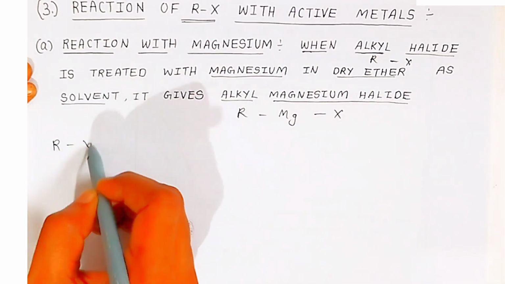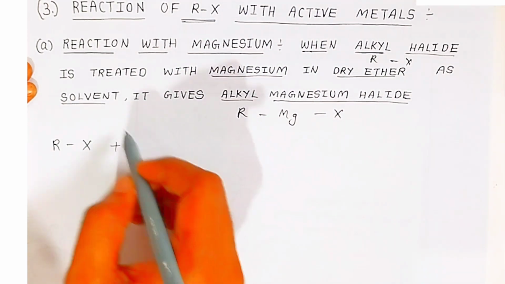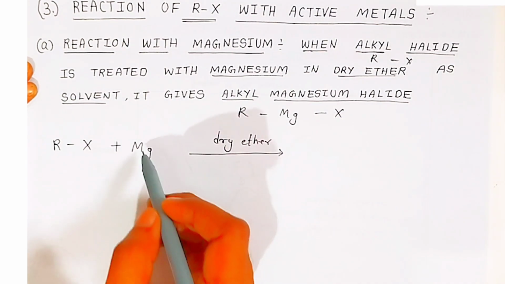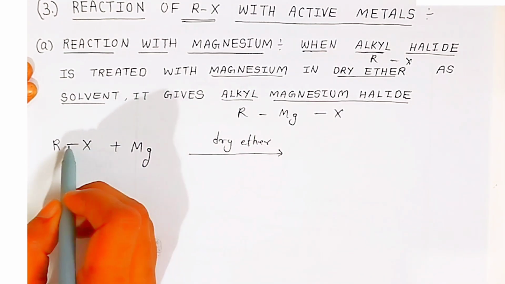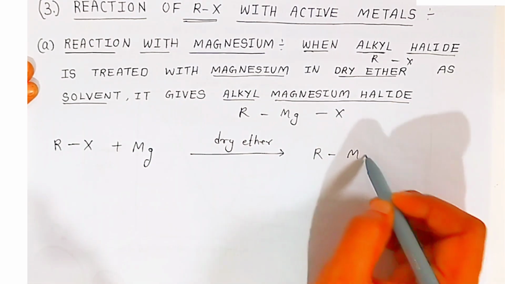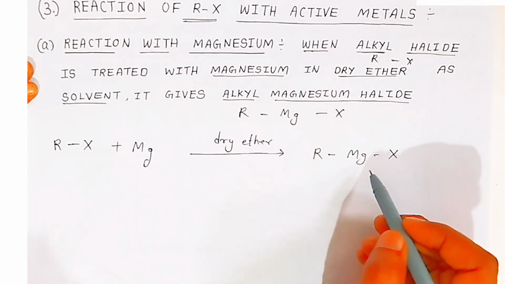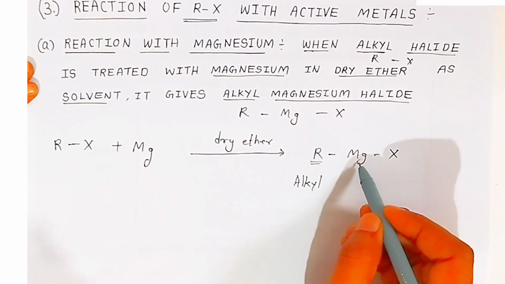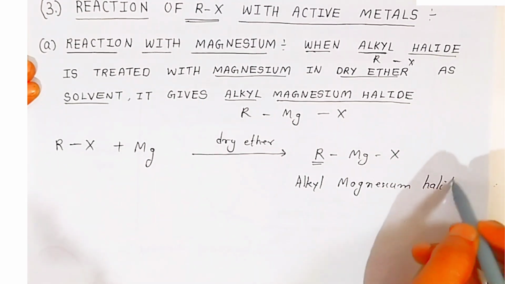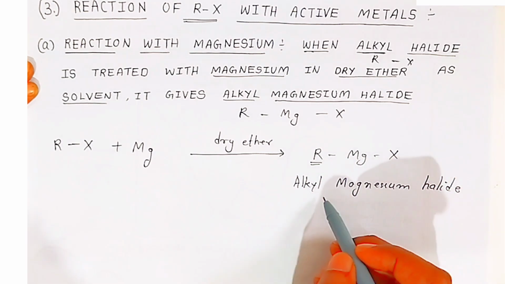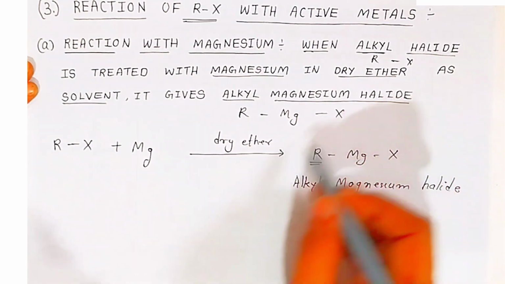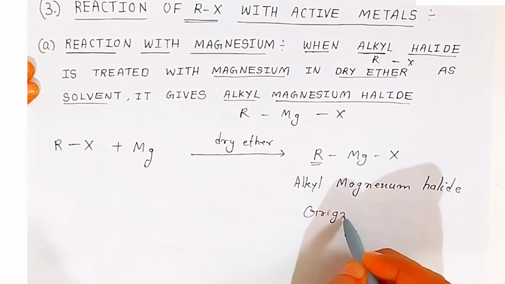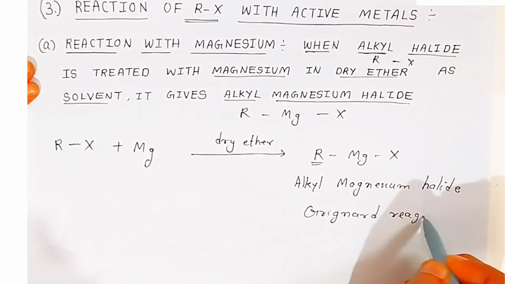In general, students, alkyl halide reacts with magnesium in the presence of dry ether. What happens, students? This magnesium is inserted between these two bonds. There is a formation of RMgX, which is nothing but Grignard reagent. This is the alkyl group, and this is magnesium, and this is the halide. In common name, this was discovered by the scientist Grignard. So the compound alkyl magnesium halide we call Grignard reagent. Understanding, students, which is very important.